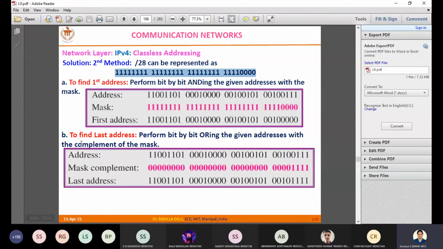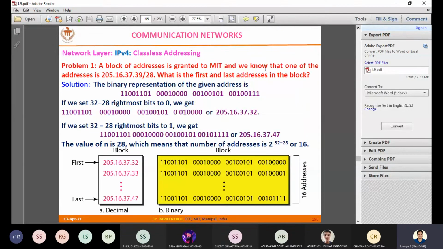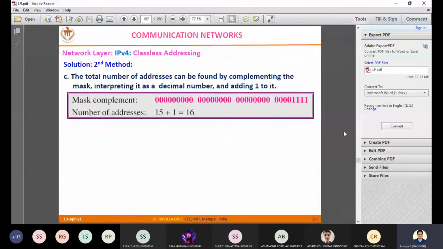Or if you have to find the last address, what would you do? For the last address, you have to consider the complement of the mask, which will be all zeros, but for the last 4 bits, which will be ones. So bit by bit, you combine each bit with the bit of the mask, then you will get the last address. This is another method. I think you would agree with me if I said it is easier to use the earlier method, but if you want to use this also, you're welcome, no problem.